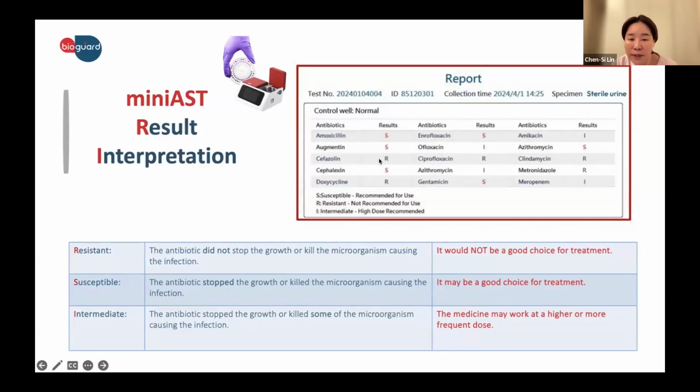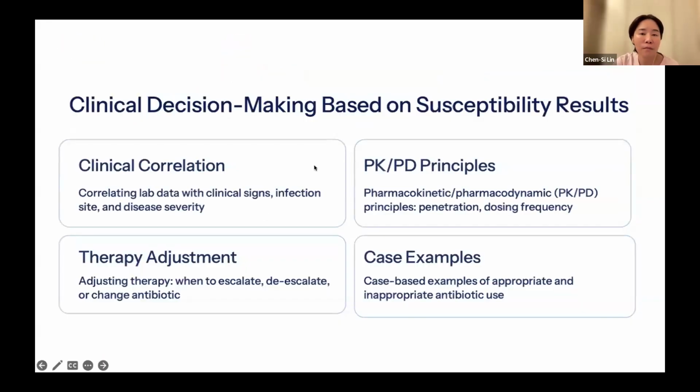amoxicillin and resistant to cefazolin, for example. Based on the CLSI guideline, you can just read the S, R, and I to find the specific drug that you can use. So actually you can use either way. However, finally, you will get the result. So this is what I mentioned.